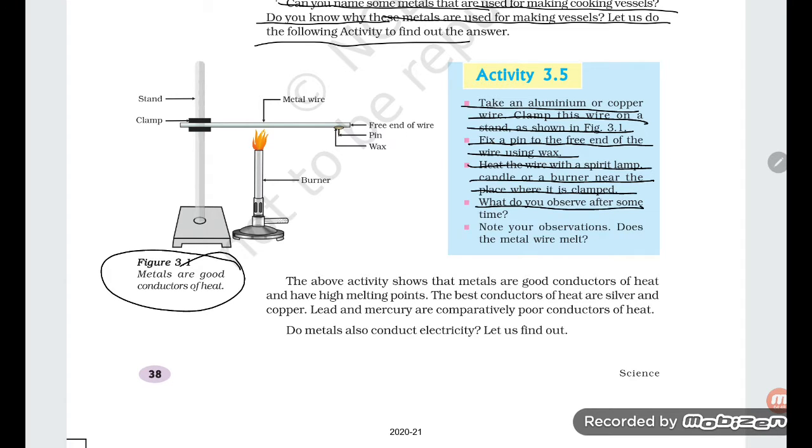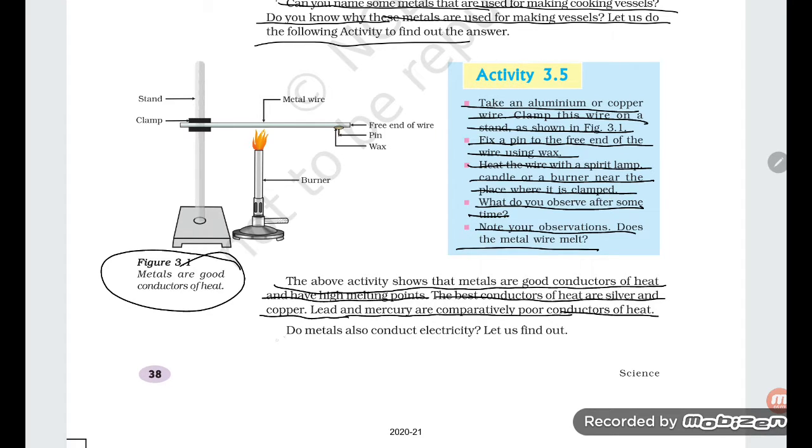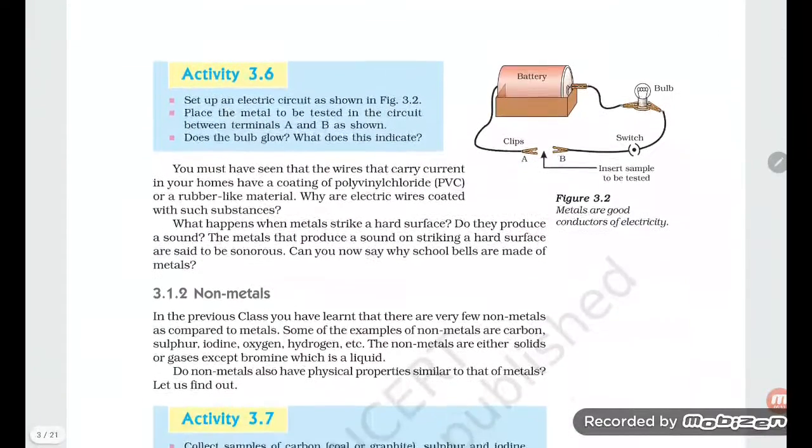What do you observe after some time? Note your observation. Does the metal wire melt? The above activities show that metals are good conductors of heat and have a high melting point. The best conductors of heat are silver and copper. Lead and mercury are comparatively poor conductors of heat. Do metals also conduct electricity? Let us find out.